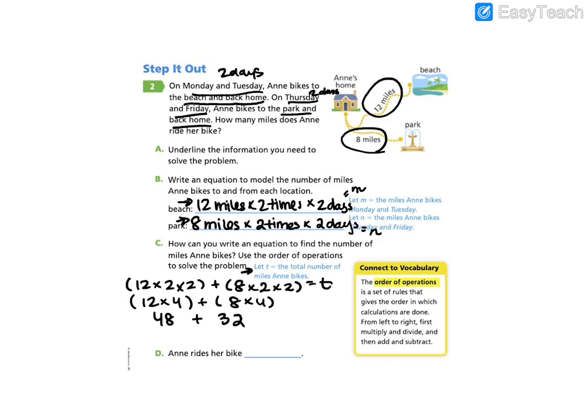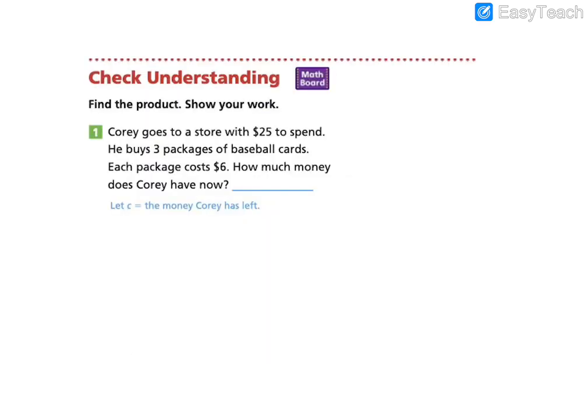And these are all equal. I would let t equal the total number, so equal t. So the total number of miles she's going to ride, 2 plus 8 is 10. So I know I'll get to 50 plus 30 will be 80. So she'll ride her bike a total of 80 what? 80 miles. All right, please go ahead and pause the video and press play when you're ready to check your work.